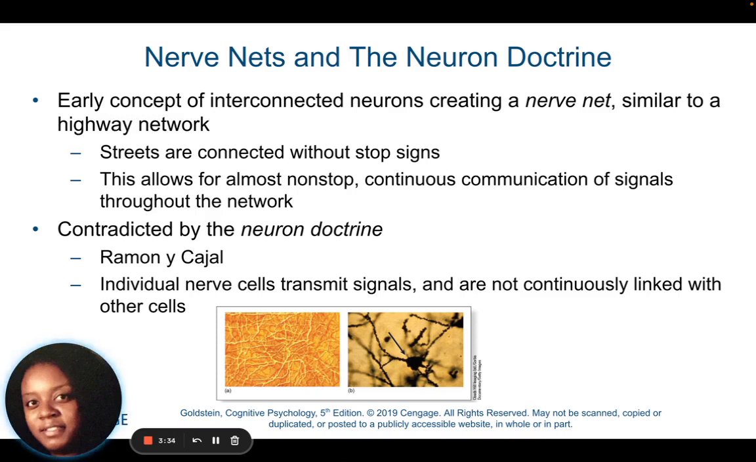Since there are billions of neurons, they form what we call a nerve net. This was the early concept of how these neurons connect to each other. They connect as if in a net, sort of like a highway system with no stop signs, where things are always being transmitted. But eventually, that idea was contradicted by Cajal's neuron doctrine, which says that individual nerve cells transmit signals, but they may not necessarily always be linked.